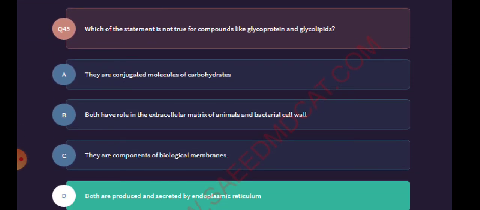Which of the statements is not true for compounds like glycoprotein and glycolipid? They are conjugate molecules of carbohydrate. Both have a role in the extracellular matrix of animals. They are components of biological membrane. Both are produced and secreted by endoplasmic reticulum.